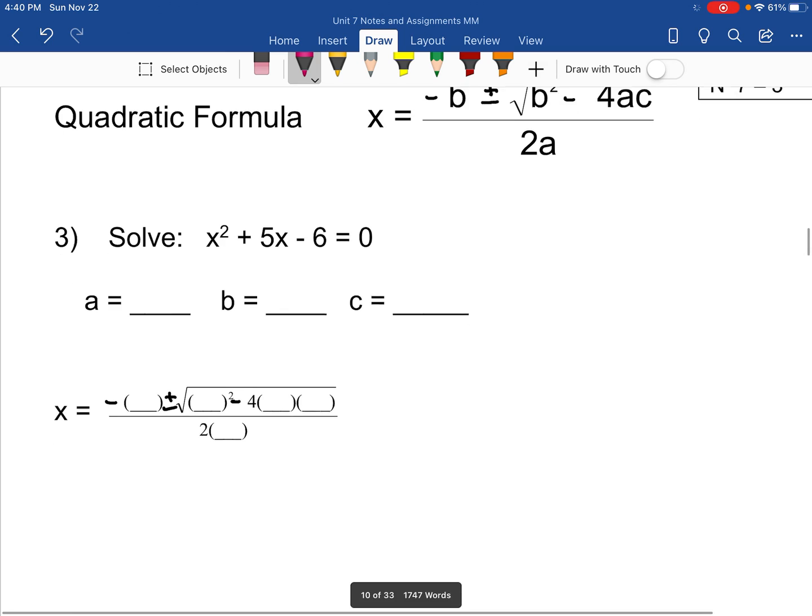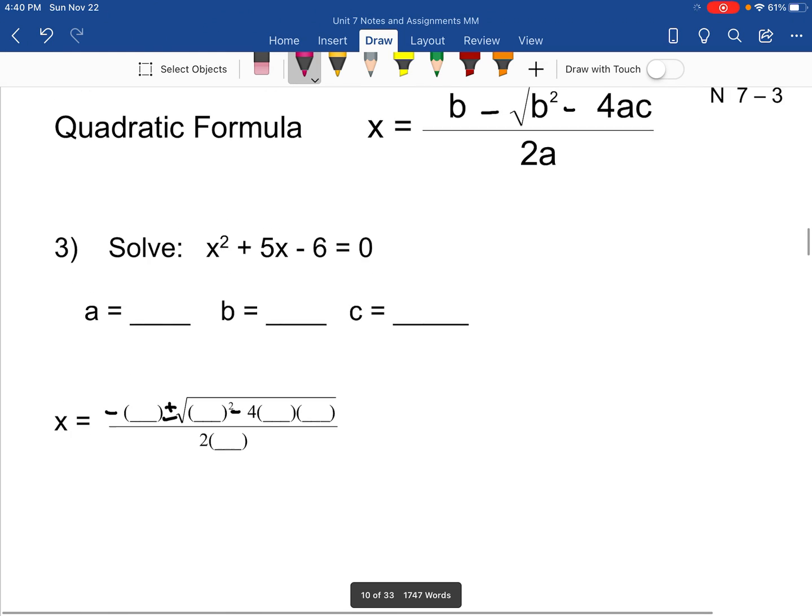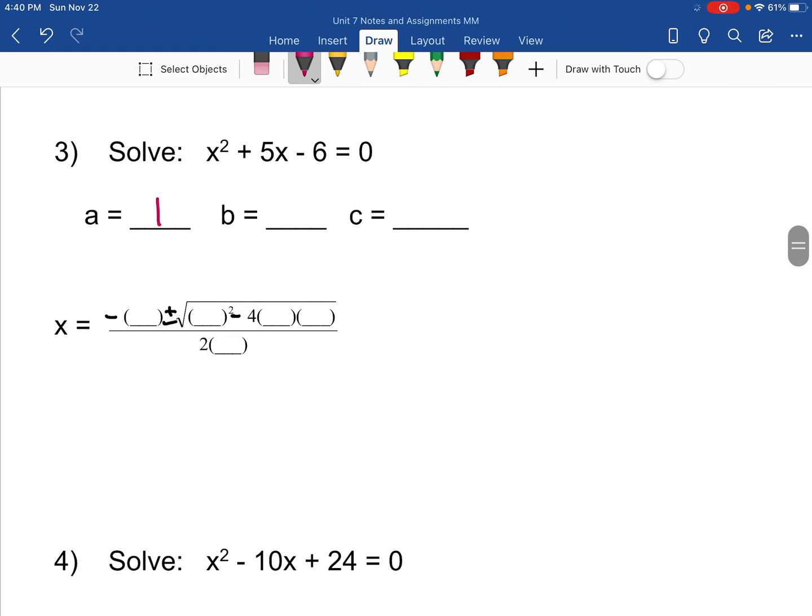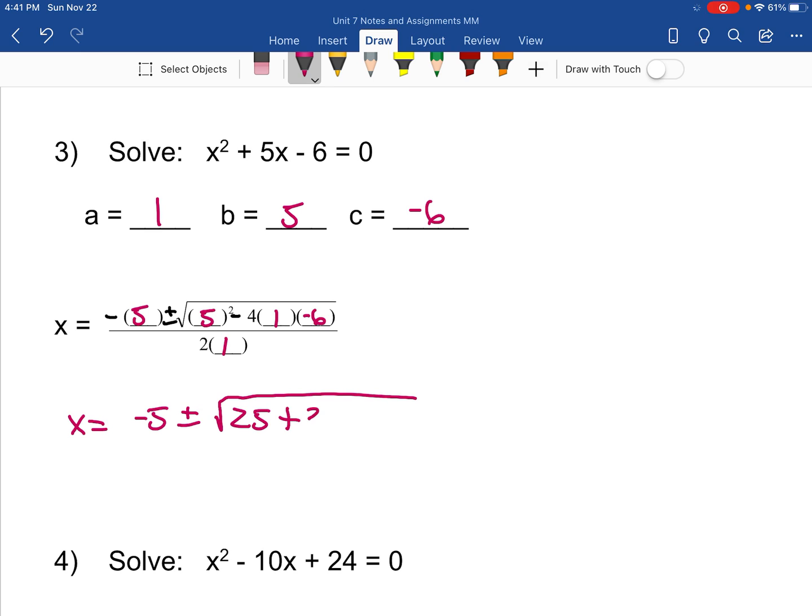So x squared plus 5x minus 6 equals 0. A is 1, B is 5, C is negative 6. I'm going to plug in my values. B is 5, A is 1, C is negative 6. 2 times A is 1. Okay, then I'm going to simplify. Negative 5 plus or minus the square root of 5 squared is 25. Again, we've got minus a negative, that's plus 24, over 2.